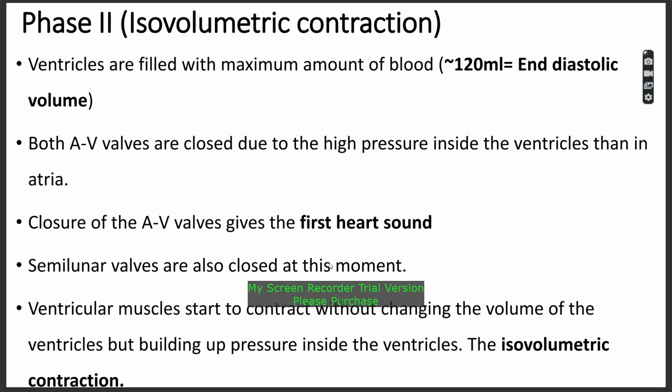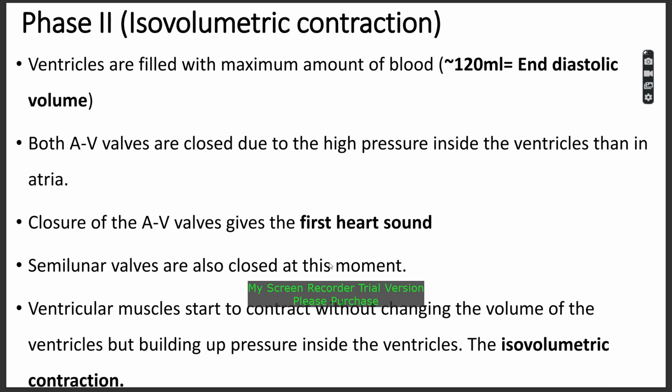So in phase 2, isovolumetric contraction, it means that the ventricular volume is equal. It is not changed at all. So no more blood is being filled into the ventricles. The AV valves are closed, because when the valves between atria and ventricles are closed, no more blood can be pumped into the ventricles, right? So we maintain a constant volume in the ventricles, and that is why it is called phase 2, isovolumetric contraction.